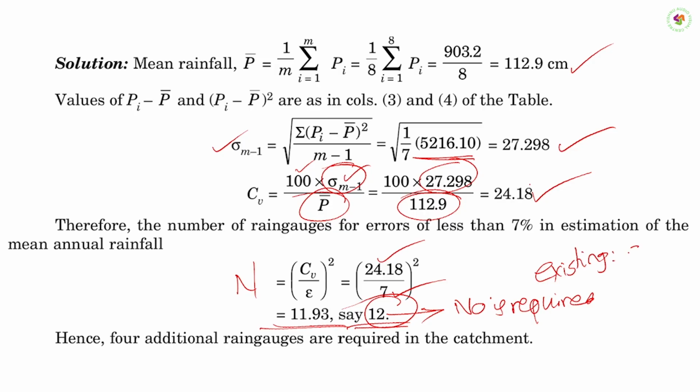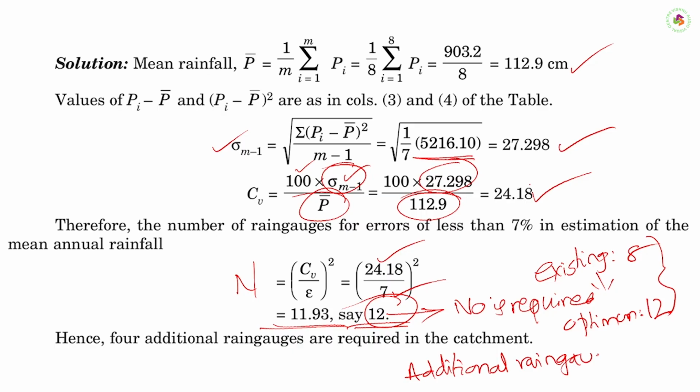Existing is how many rain gauge stations? 8. What is the optimum number of rain gauges? Optimum means 12. So how many extra rain gauges are required? Additional rain gauges, 4, are required. So this is the conclusion.